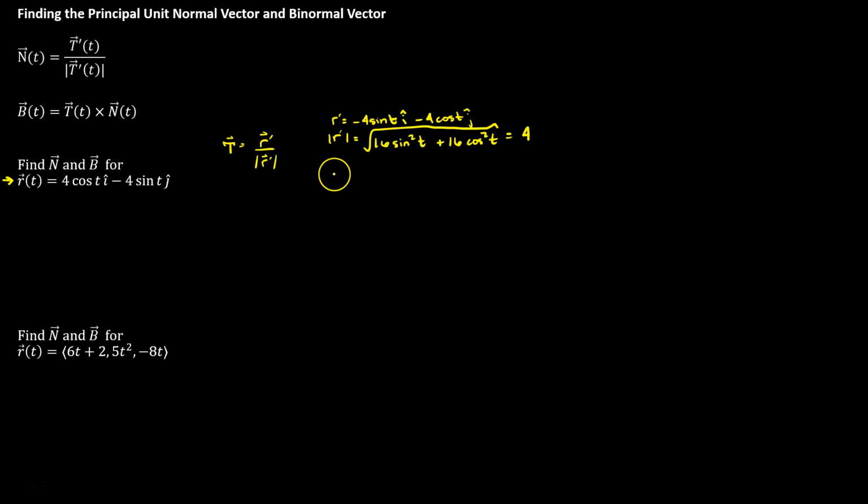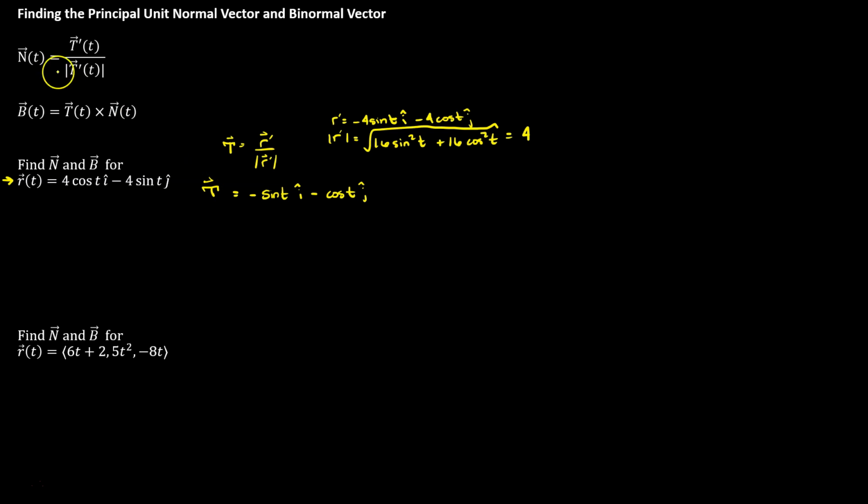That allows us to calculate the unit tangent vector. We take r prime and divide off the magnitude, so we get negative sine t i hat minus cosine t j hat. So the 4 in r prime divided off of the 4 in the magnitude of r prime. So we have our unit tangent vector.